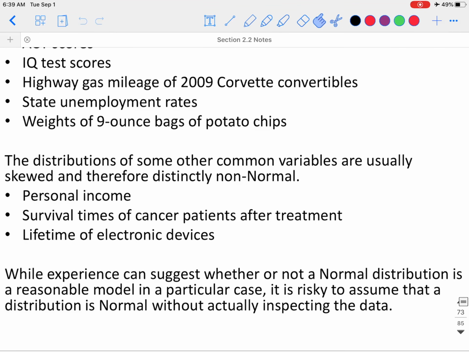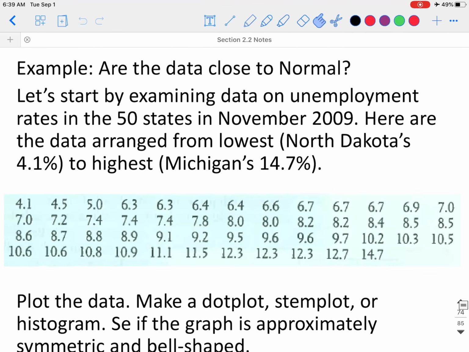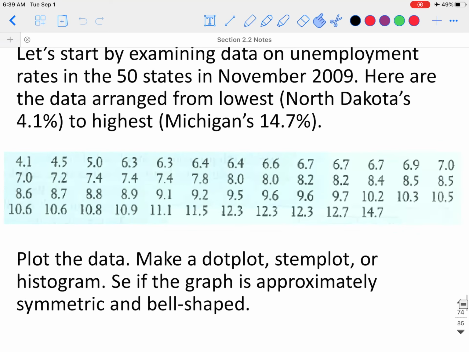While experience can suggest whether or not a normal distribution is a reasonable model in a particular case, it is risky to assume that a distribution is normal without actually inspecting the data. So let's examine data on the unemployment rate in the 50 states in November of 2009. Here are the data arranged from the lowest, which is North Dakota's 4.1%, to the highest, Michigan's 14.7%.